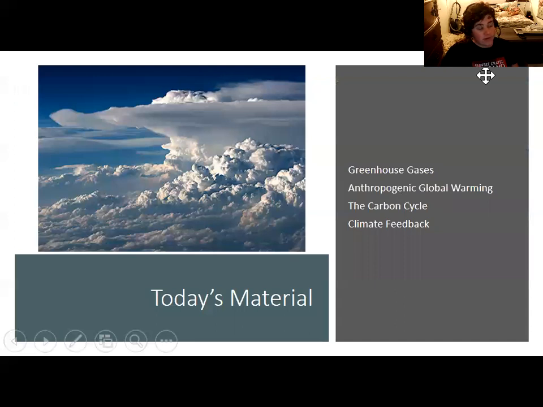So let's talk a little bit about today's material. Some of today's material will be a retread because we did cover concepts like greenhouse gases before, but we'll talk more in depth about their effect on climate and how human activities have caused levels of greenhouse gases to skyrocket. The second half of the lecture will deal with the concept of the carbon cycle, examples of feedback in climate change, and we'll start to get into some broad effects of anthropogenic climate change.